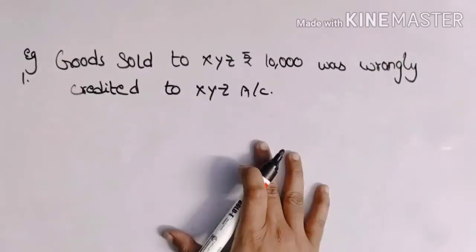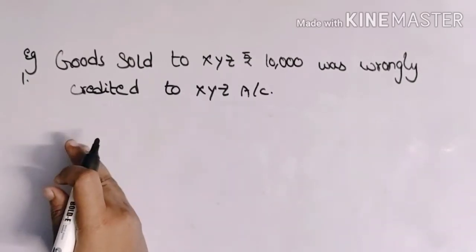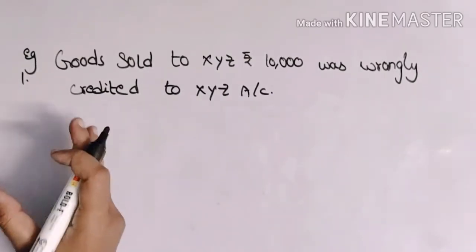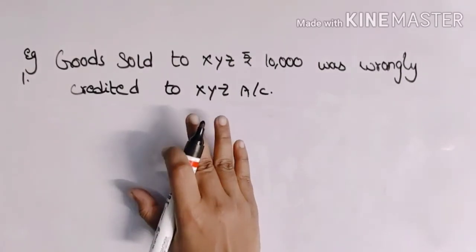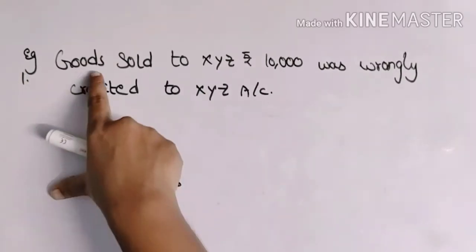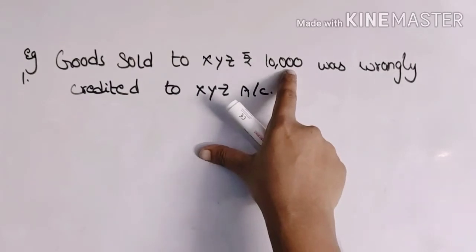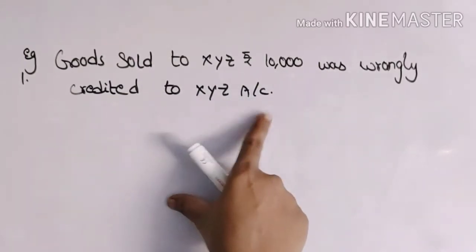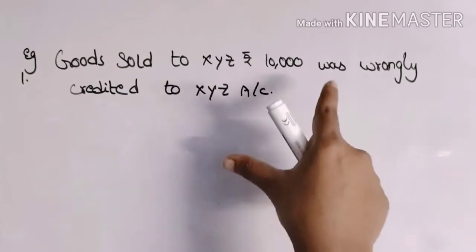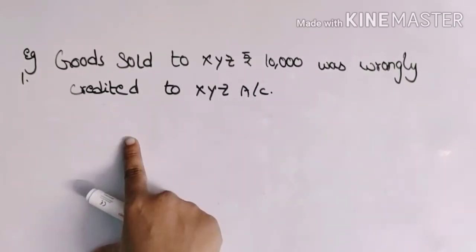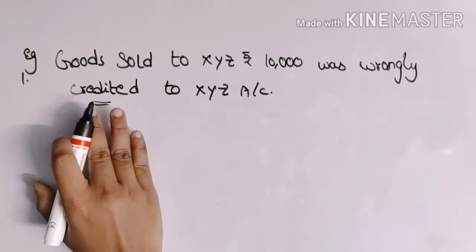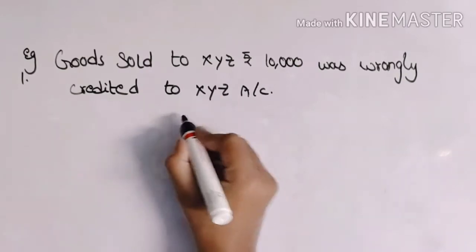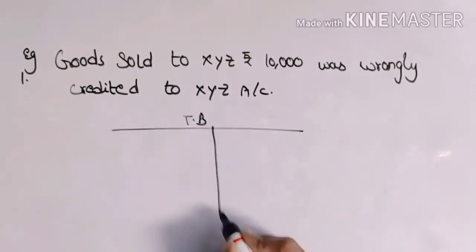Okay? So now listen, the examples we did before were an entirely different topic and these are entirely different. These questions are somewhat tricky but no problem, we will learn it very simply. So what does the question say? Goods sold to XYZ for rupees 10,000 was wrongly credited to XYZ account. Firstly we have to identify whether this error happened at the stage of journal or at the stage of ledger. The word credited is there, so this definitely happened in the stage of ledger. So now draw an extract of the trial balance like this and write the correct entry.